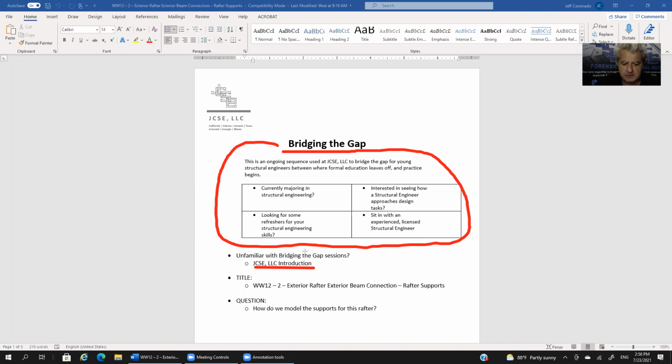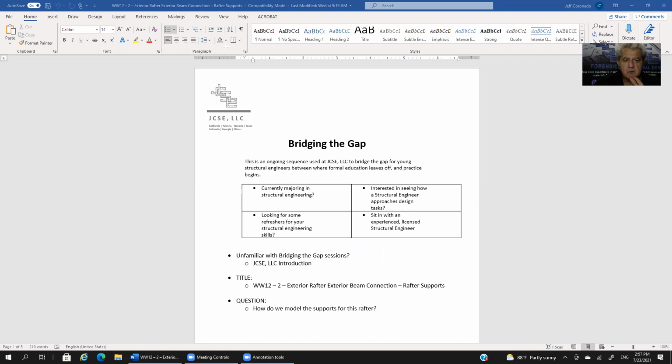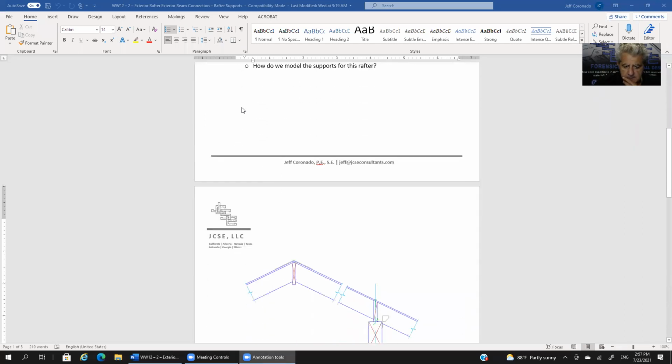In this session, the title is WW12-2. It's the second in a sequence of sessions related to WW12. What we're going to cover in this particular session is Rafter Supports. This is type 5 framing, Rafter Supports. And the question is, how do we model the supports for the rafter in this connection? So let's move on and take a look here.